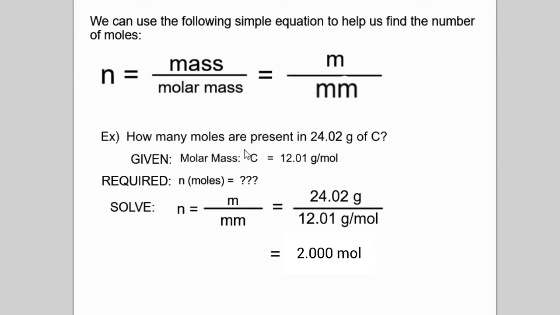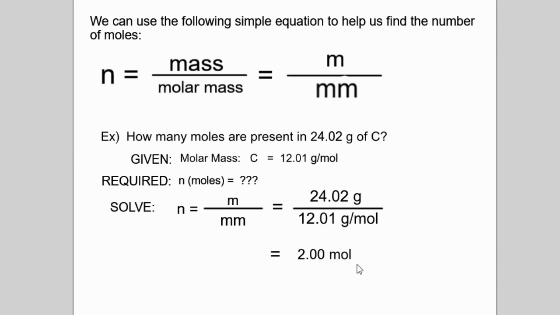So how many moles are present if you have 24.02 grams of carbon? Well, what are we given? We know the molar mass of carbon by looking on the periodic table is 12.01 grams per mole. We're looking for the number of moles, so we use this formula, mass over molar mass. And here we go, 24.02 grams of carbon divided by 12.01 grams per mole is equal to 2 moles.